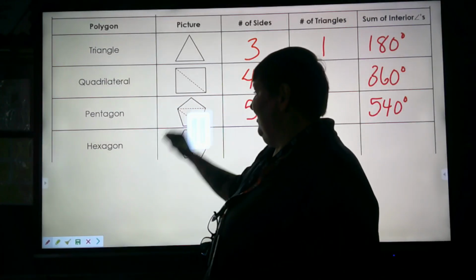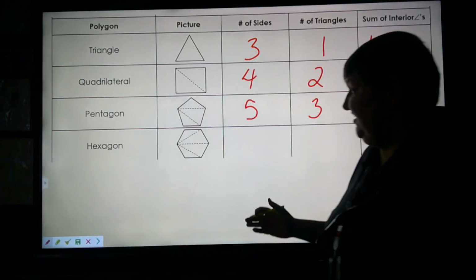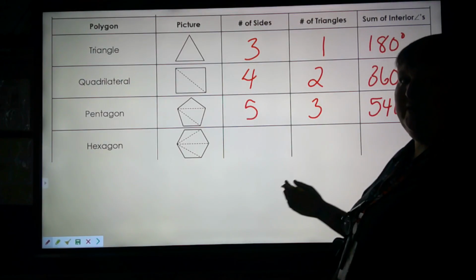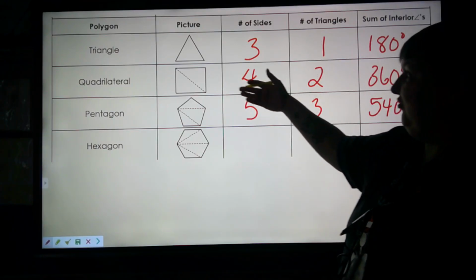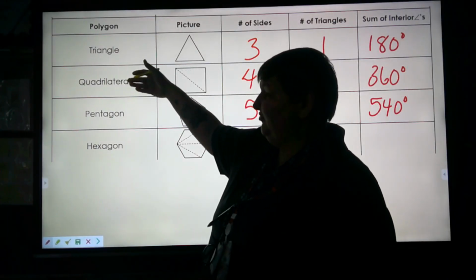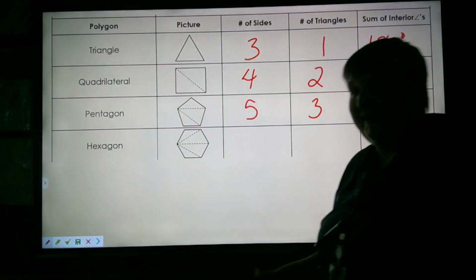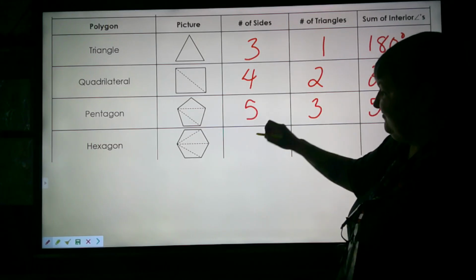And we have hexagon, which even if they didn't have a picture and you didn't know what a hexagon looked like, you should be able to figure out. They're in order. 3 sides, 4 sides, 5 sides, 6 sides. There's a pattern. Find the pattern. 3, 4, 5. This should be 6.